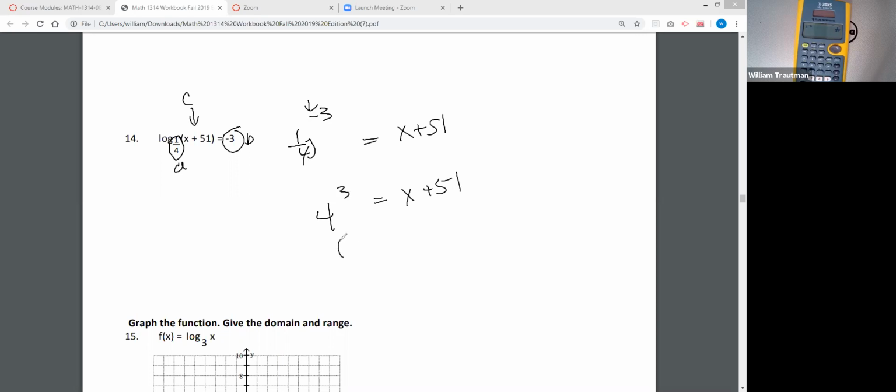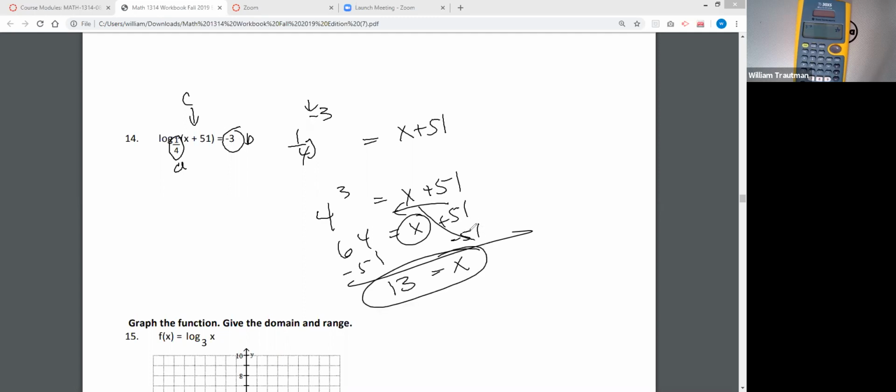Well, 4 to the third power is 64. We were trying to find x. We're solving for x. Get the 51 to the other side by subtracting 51. And x equals 13. Not bad.